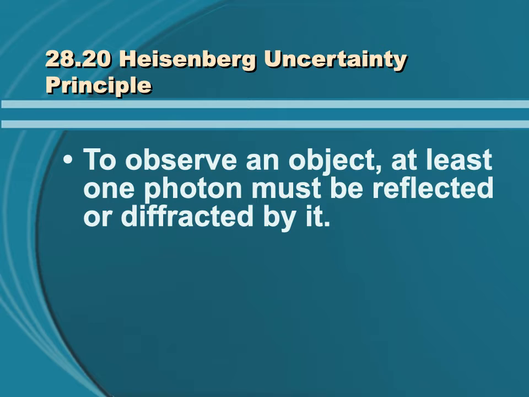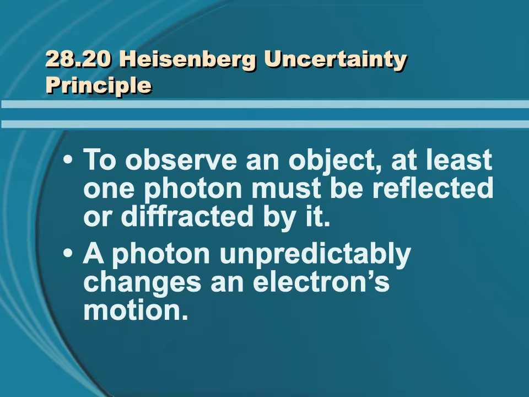The Heisenberg uncertainty principle says that if you want to observe an object, at least, it's the result of this statement. It doesn't say this. This is the result of this statement. To observe an object, at least one photon must be reflected or diffracted by it. So if you have an object, a photon is either bouncing off of it or being twisted by it. And because it does that, it actually changes the electron's motion, which means that your very act of observing an object changes the object.